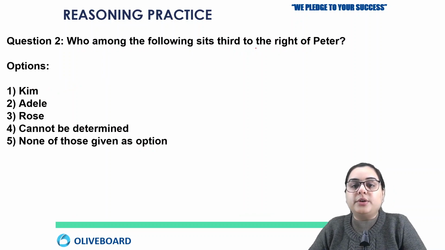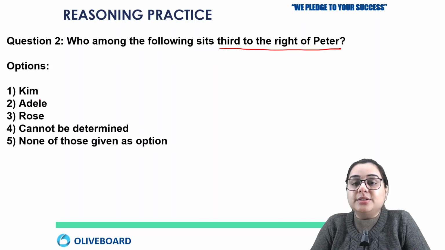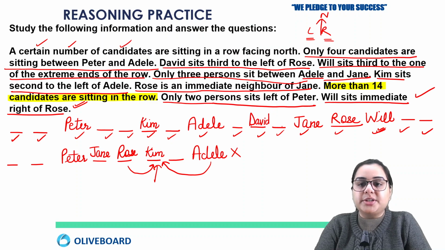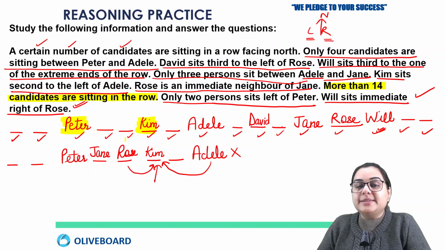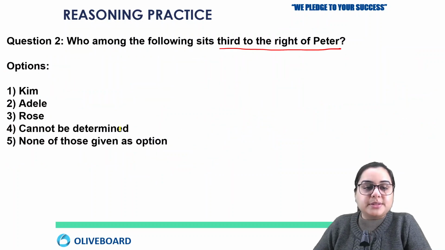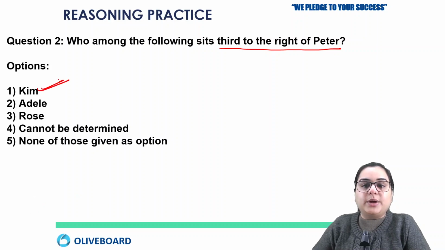Who among the following sits third to the right of Peter? So that's what he says. Let's check that. Where is Peter? Peter is here. And third to the right of Peter, I can find who it is. It is Kim. Towards the right of Peter, on the third position, it is Kim. So the answer here will be option number 1.